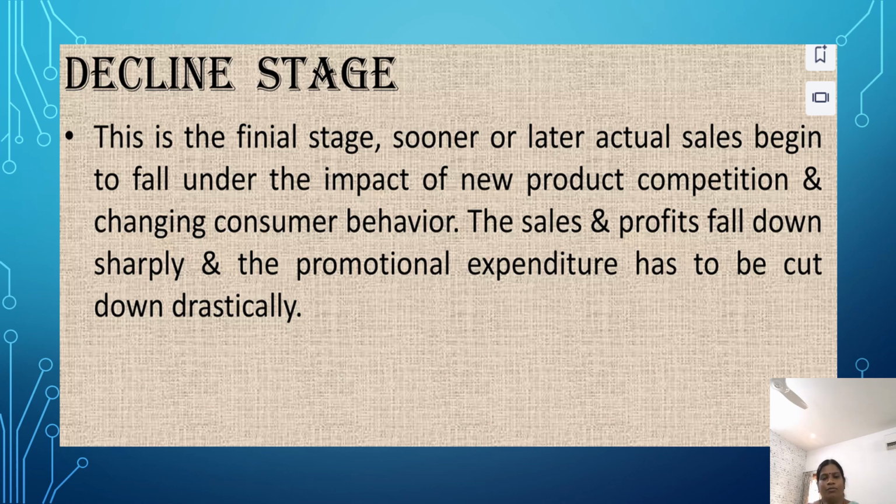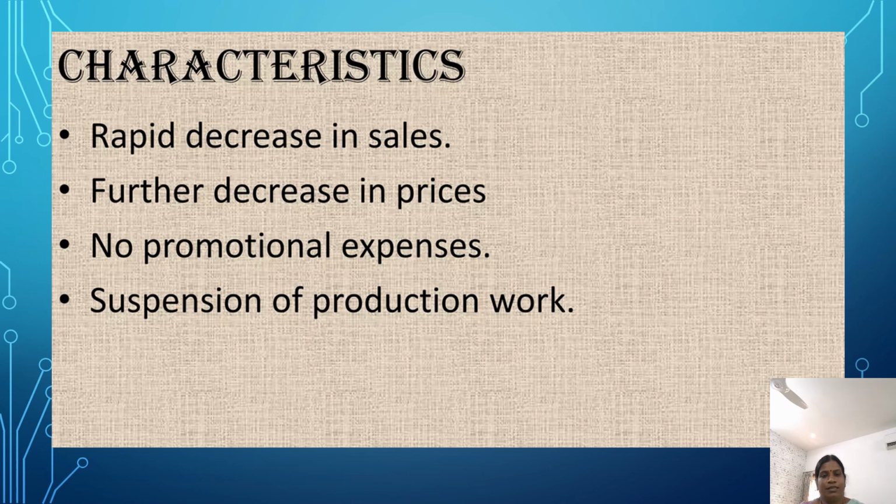Sales and profit fall down sharply. This is a very drastic situation. Promotional expenditure is cut down. Sales already decline and profit also declines, so promotional expenses are not spent for the firm. The characteristics of the declining stage: rapid decrease in sales, further decrease in prices, no promotional expenses, suspension of production work. Suspension of production work means the shutdown of the firm.